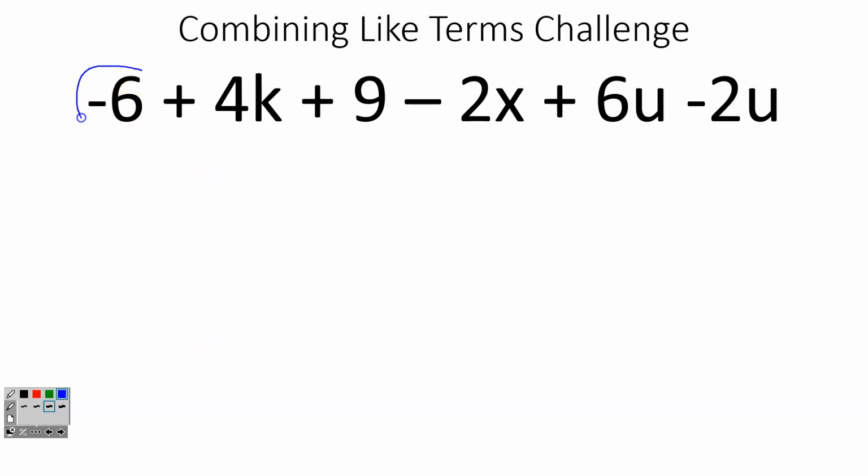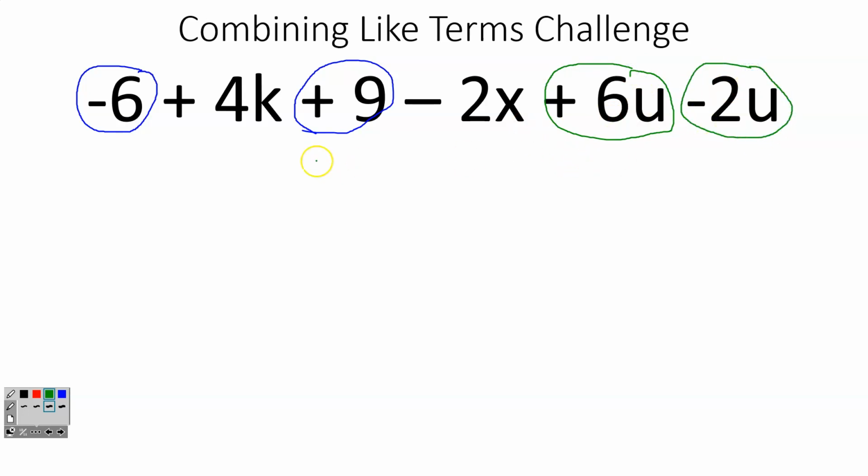So a negative 6, I'm going to look for any other term that does not have a variable. I see a 9 here, and that would be it. I have a 4k. I look through here. I don't have any more variables of the letter k, so there's nothing I can do with that. I have a subtract 2x. If I look through here, I don't see any x's, so there's nothing I can combine with that. But I do see a u variable and a u variable there. So I'm going to go ahead and do a different shape around those.